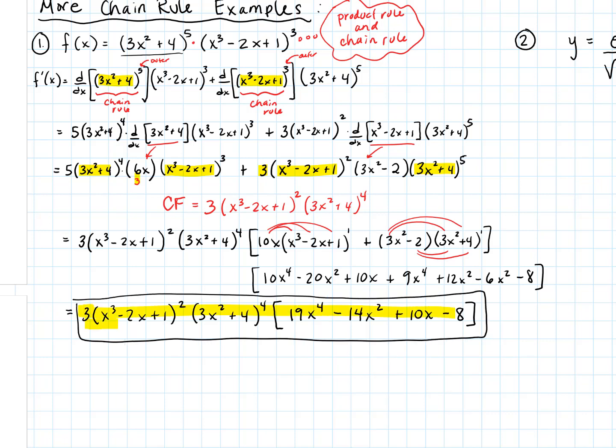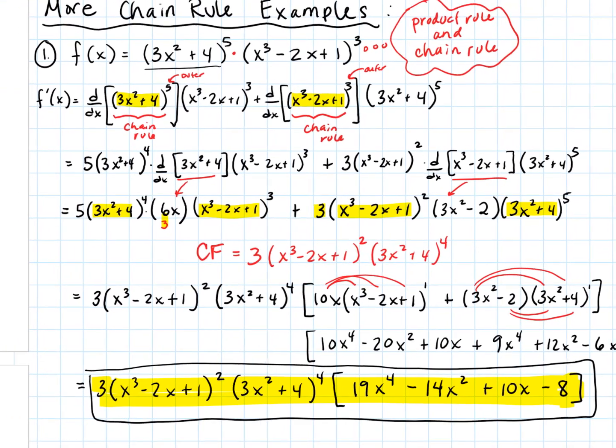And there's my derivative using the chain rule in the midst of the product rule. See if we make that a little bit bigger there on the last screen.